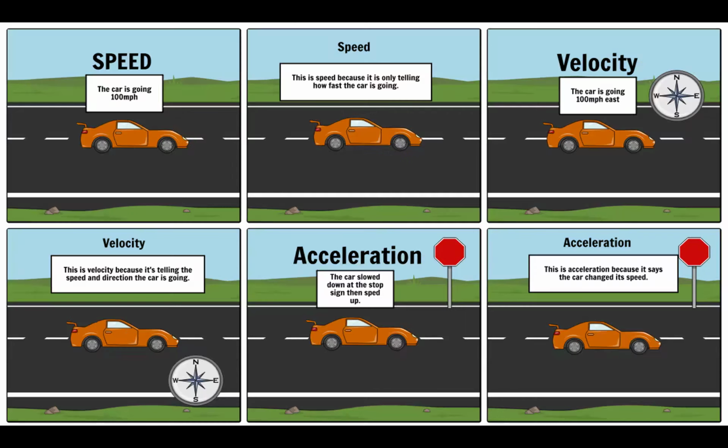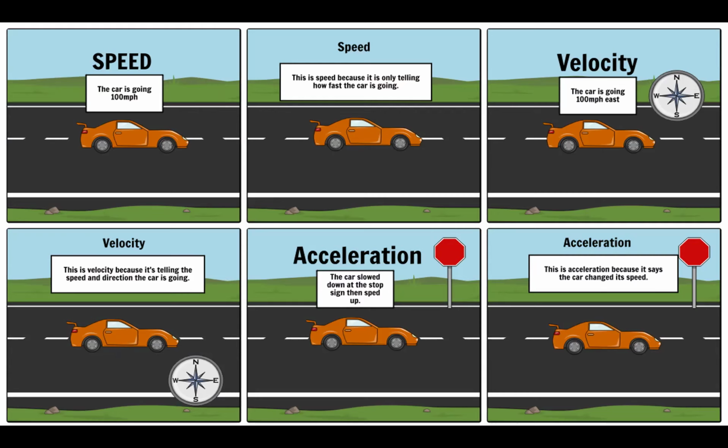Velocity is speed with direction. For example, the car is going 100 miles per hour. This is speed because it is only telling how fast the car is going. The car is going 100 miles per hour east. This is velocity because it's telling the speed and direction the car is going.